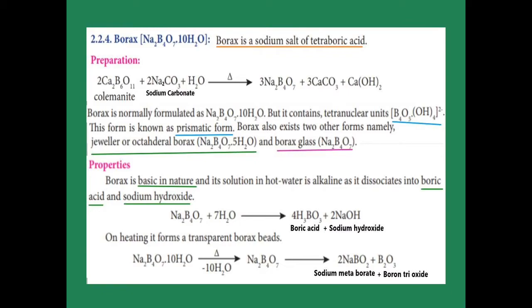Borax is normally formulated as Na2B4O7·10H2O. It contains tetranuclear units, [B4O5(OH)4]2-. It is known as the prismatic form. Along with that, borax exists in two other forms. They are Zweller form or octahedral borax, that is borax containing 5 moles of water. Then another form, borax glass. Here no water is present.